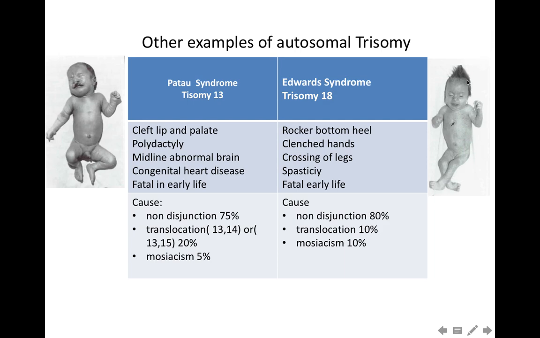They have a small head, microcephaly, and the head is usually protruding from the back, so there is occipital prominence. This is fatal in early life because it's usually associated with abnormal development of the brain and congenital abnormalities of the heart. And again, the types, like the other autosomal trisomies, are non-disjunction, translocation, or mosaic type.